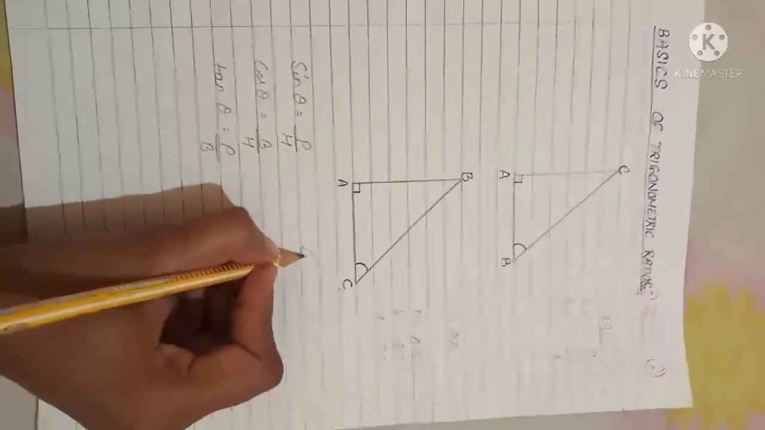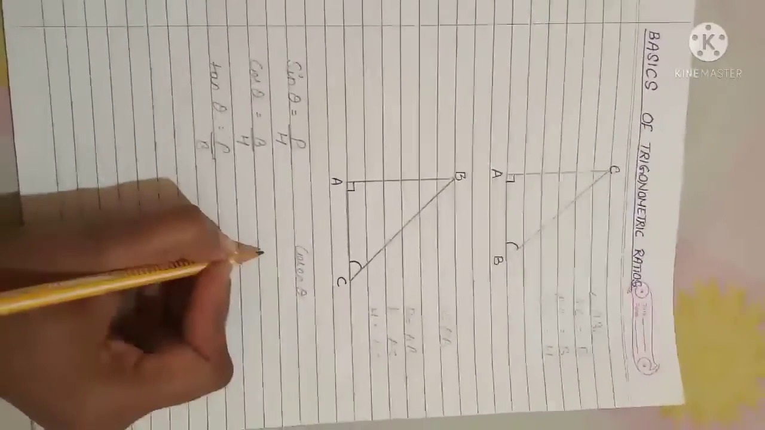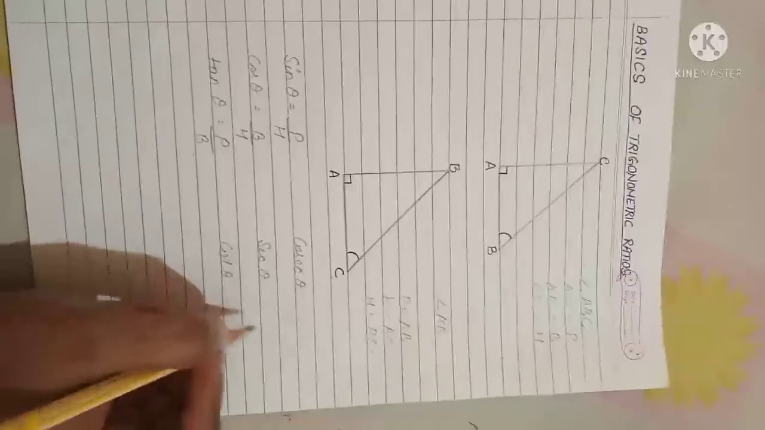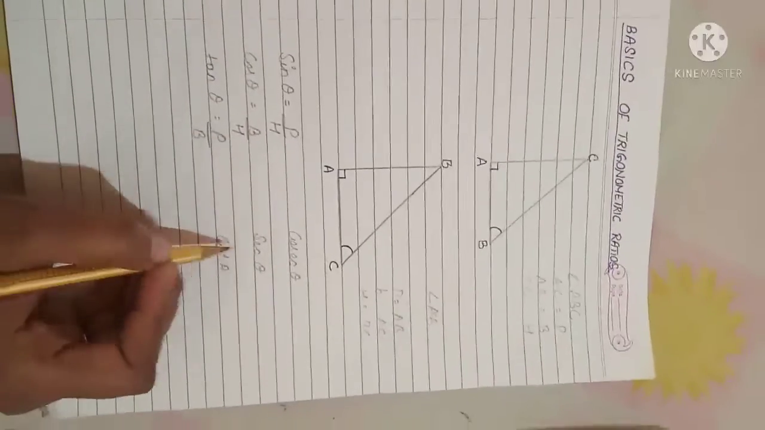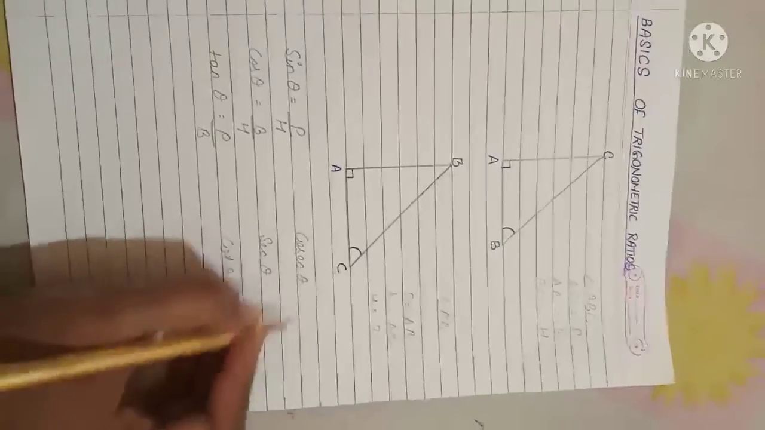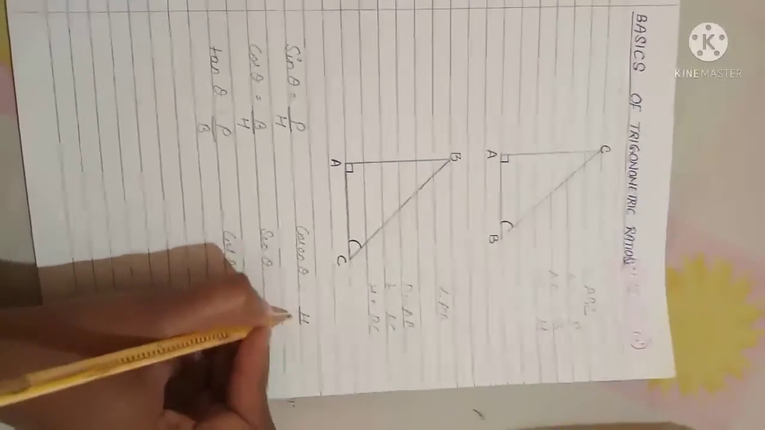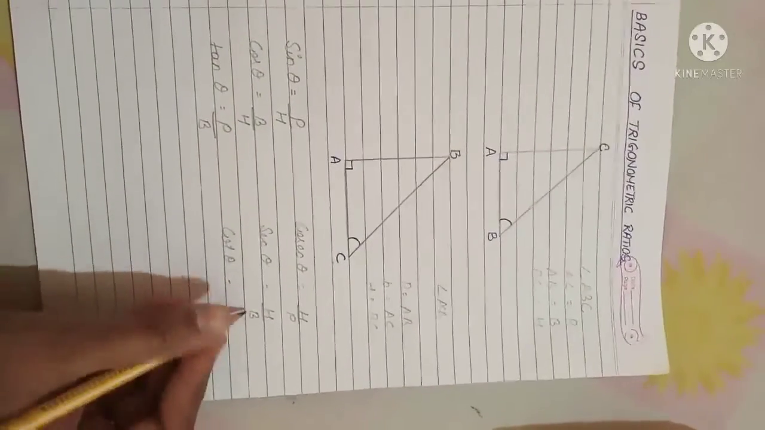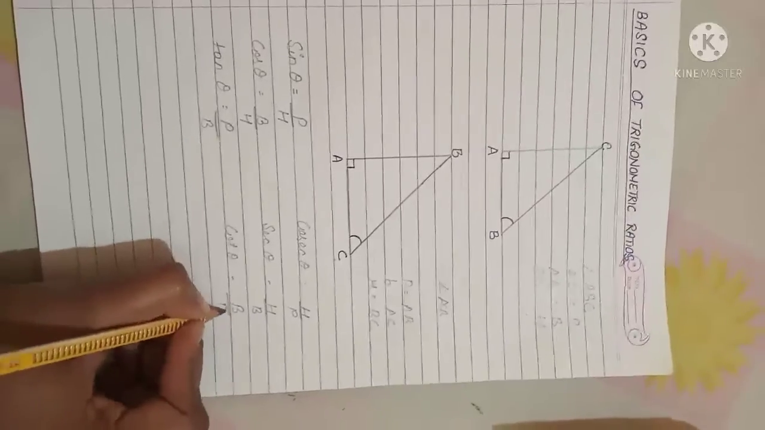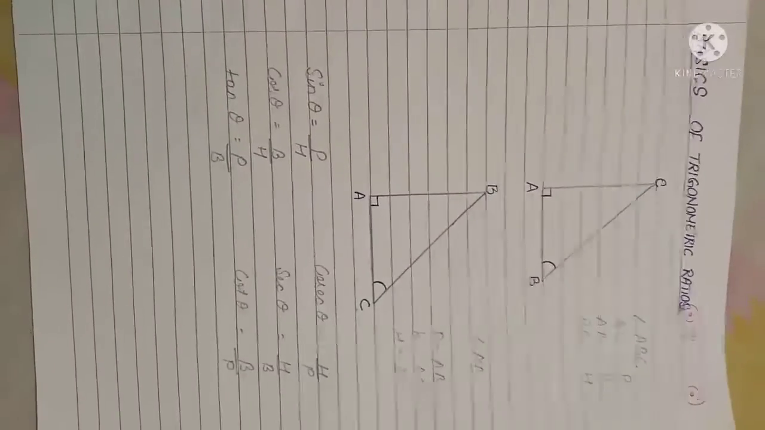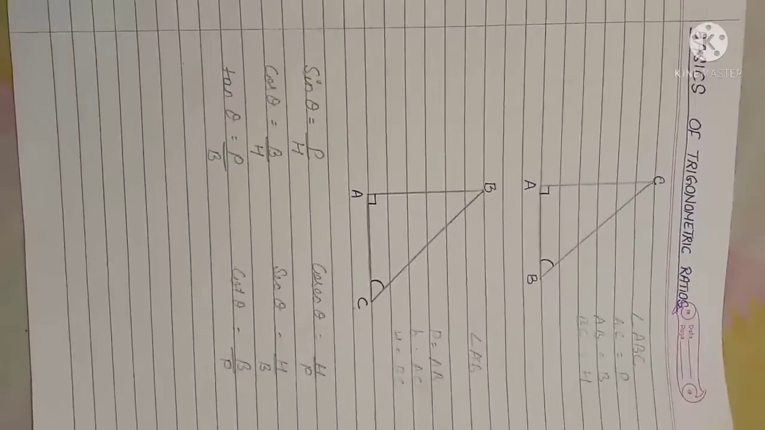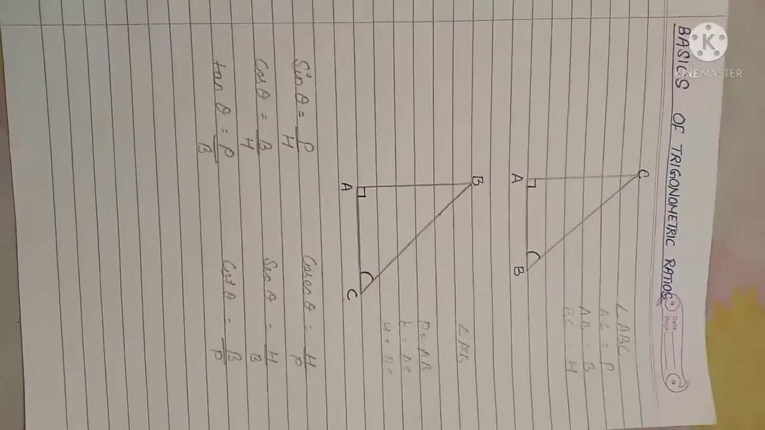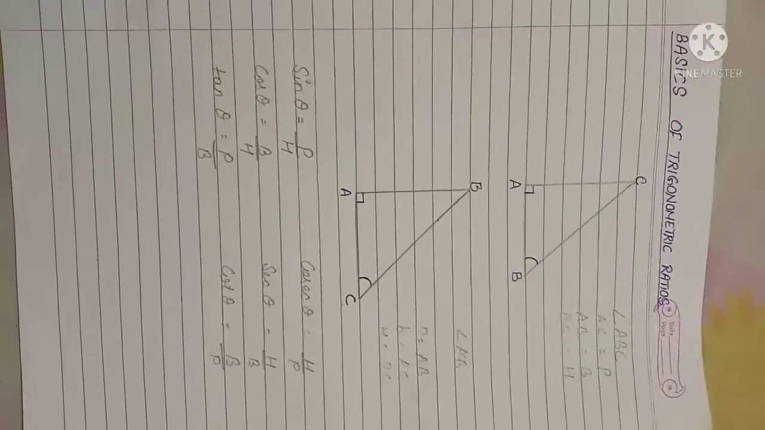Now, interestingly, cosec theta, sec theta, and cot theta are reciprocal of sine theta, cos theta, and tan theta respectively. Therefore, they can be expressed as H by P, H by B, and cot theta will be expressed as B by P. It is worth noting that the values of the trigonometric ratios do not change with the lengths of the sides of the triangle if the angle remains the same.